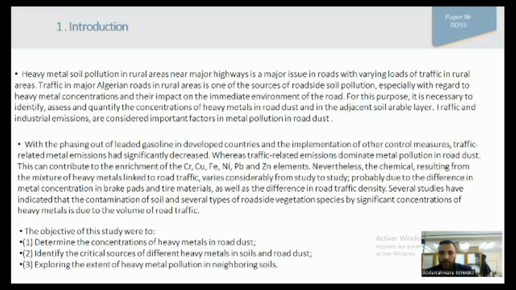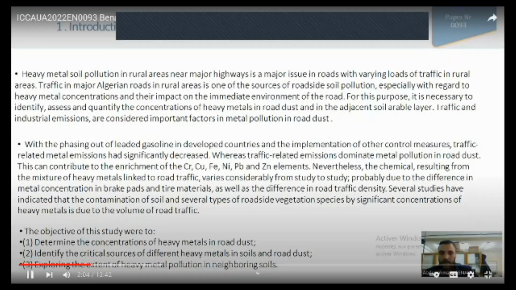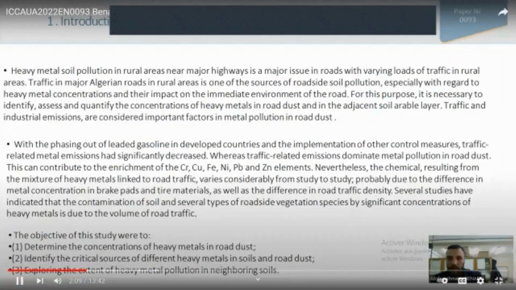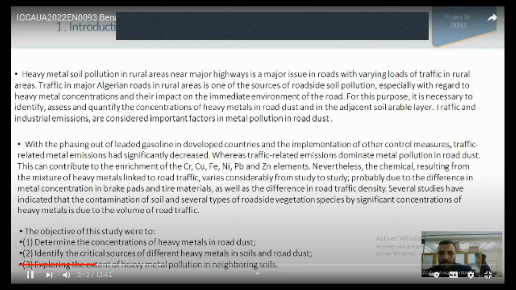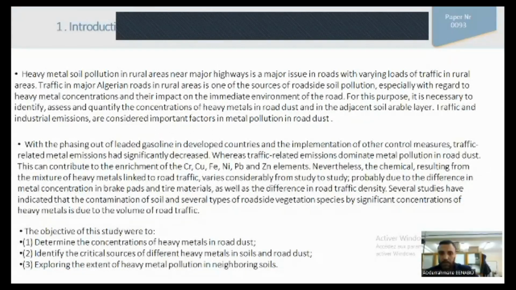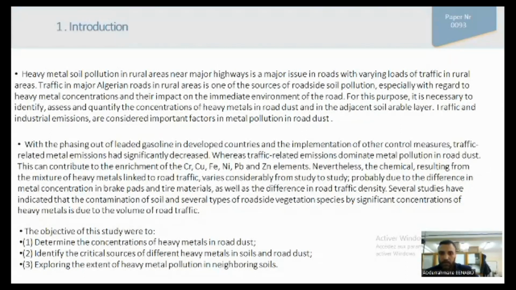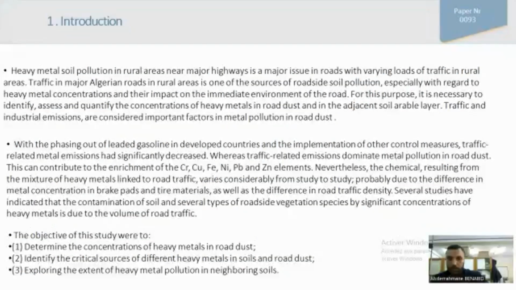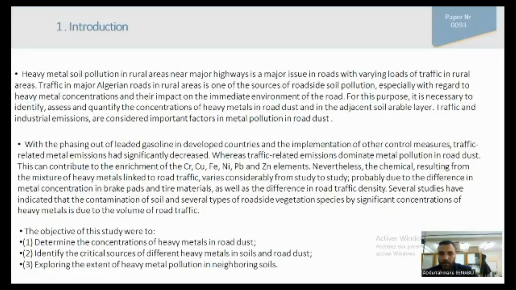Nevertheless, the chemical composition resulting from the mixture of heavy metals linked to road traffic varies considerably from study to study, probably due to the difference in metal concentrations in brake pads and tire materials, as well as the difference in road traffic density. Several studies have indicated that the contamination of soil and several types of roadside vegetation species by significant concentrations of heavy metals is due to the volume of road traffic.